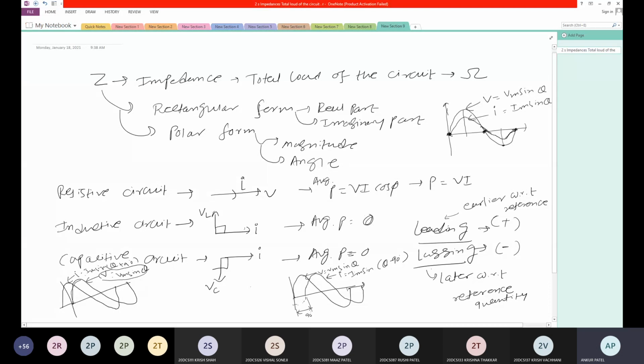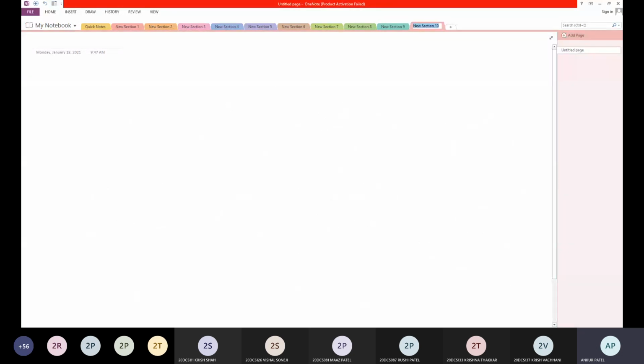So this is the RLC circuit that we are going to see. You have to remember that when we consider a combination of loads, the impedance is the total load of the circuit, and its unit is ohm. It can be represented in rectangular form as well as polar form. Suppose we have an RL combination, then how can I indicate impedance for an RL circuit? For an RL circuit, Z equal to R plus jXL. This is rectangular form.